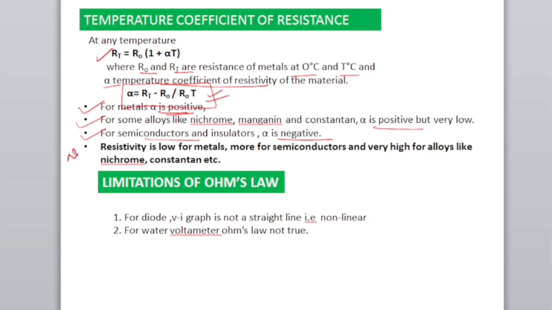There is one important point, you must note this down. Resistivity is low for metals, more for semiconductors, and very high for alloys like nichrome, constantan, etc.